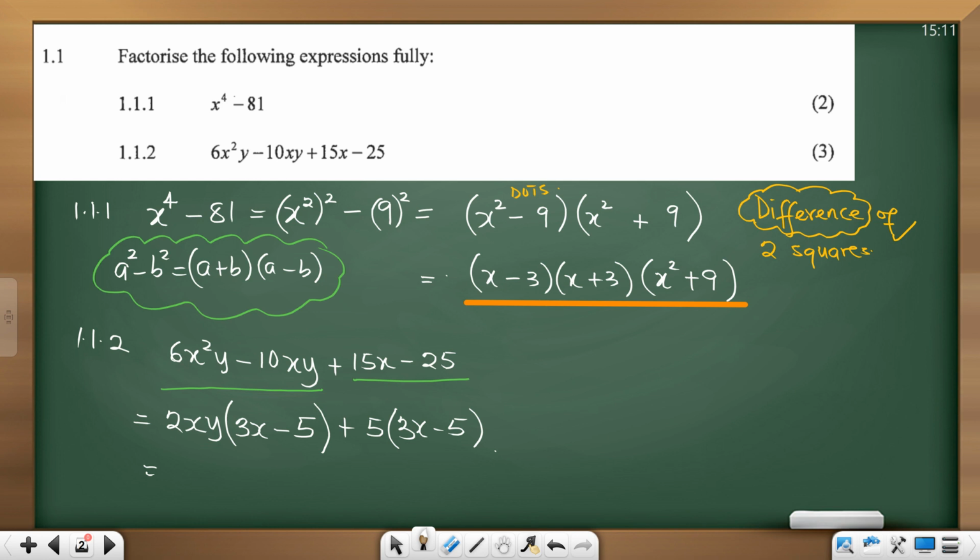Now, what's common to the two terms? 3x minus 5 is common. So what are we left with on the left? 2xy. On the right, plus 5. And I'm done. We factorized quadnomials. Question, thumbs up, quickly, 30 seconds. We're moving very fast. You will have access to watch this again immediately after the lesson.